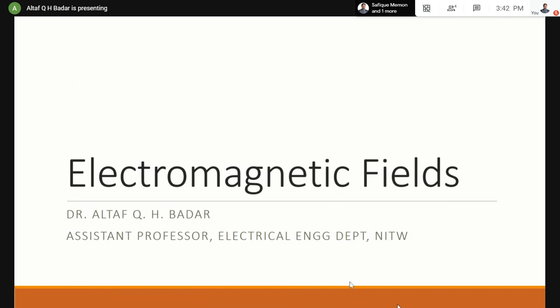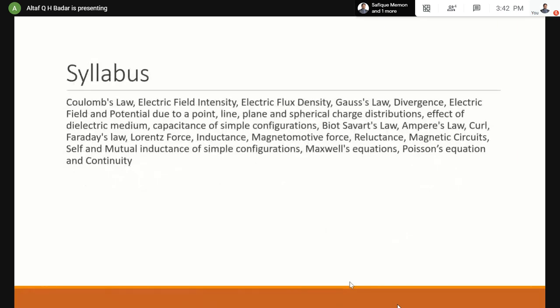Okay. So this was the syllabus that we had. We have gone through Coulomb's law, we have gone through electric field intensity, and we have gone through Coulomb's law only right now in different formats.